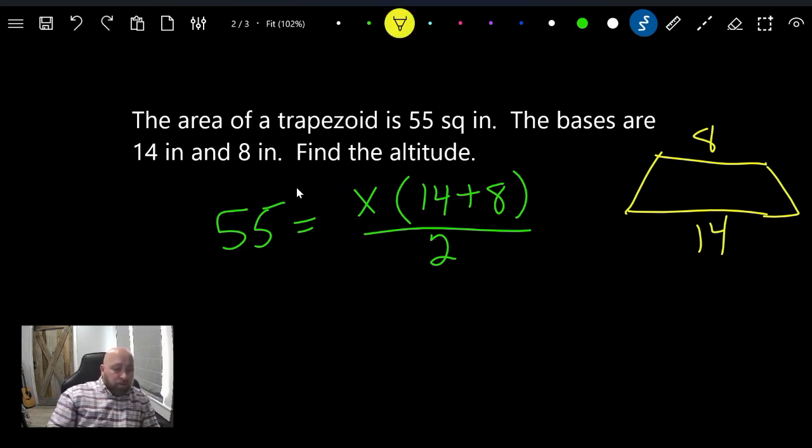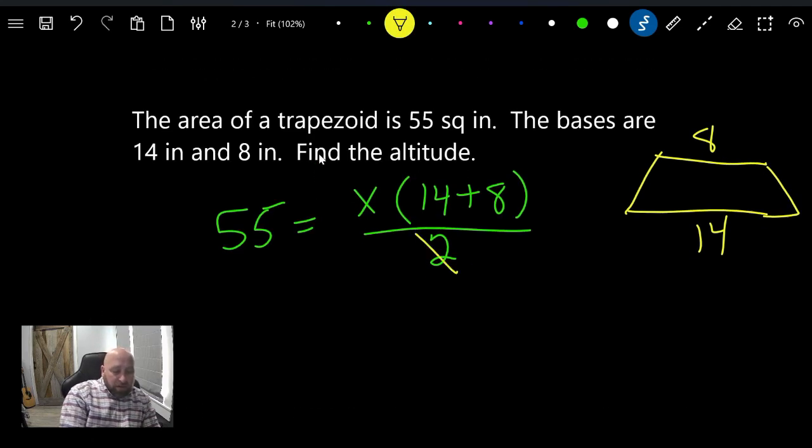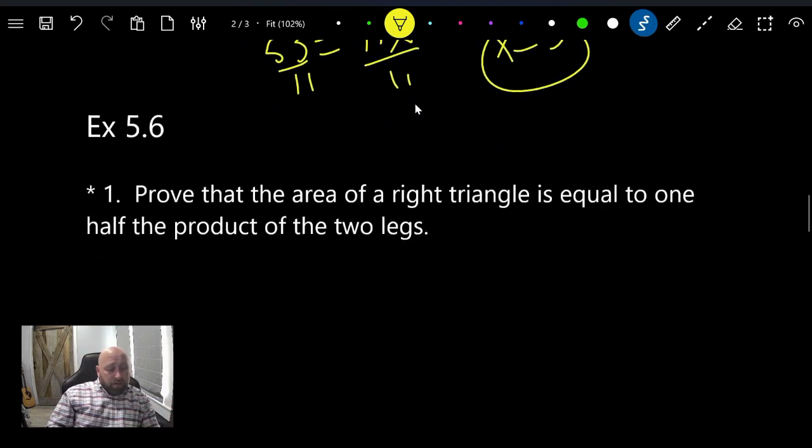Remember our algebra? So we're just going to work our algebra here. You can actually divide this out at any point. 14 plus 8 is going to give you 22. 22 divided by 2 is going to be 11. So we'll get 55 equals 11x. We're going to divide both sides by 11, and we're going to get x equals 5. So our altitude of this trapezoid is going to be 5. So fairly simple. If you're missing a piece, just go ahead and plug in, solve for that piece, use your algebra, and get the correct answer.